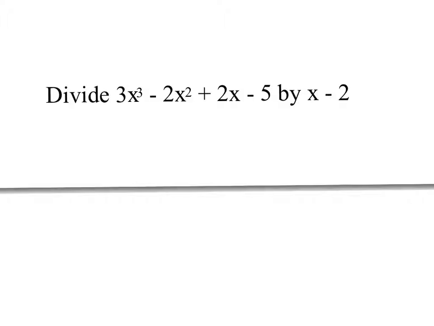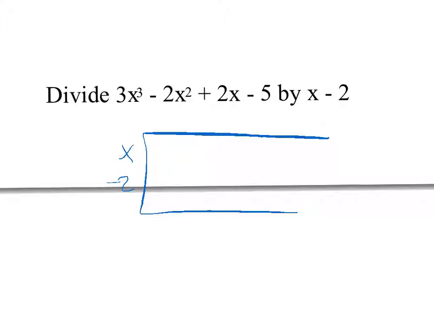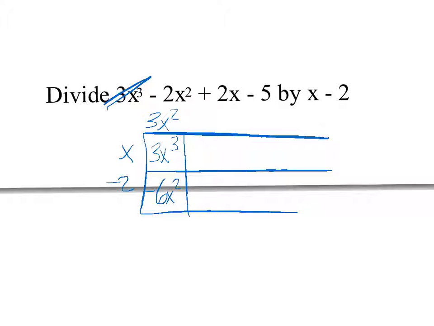All right, let's try another one. So we've got x minus 2. Set it up, we get 3x cubed. So in order to get 3x cubed, I need 3x squared. 3x squared times negative 2 is negative 6x squared. Now I want negative 2x, so I'm going to have to put a positive 4x squared there, so it gives me a negative 2x squared. So 4x will give me 4x squared.